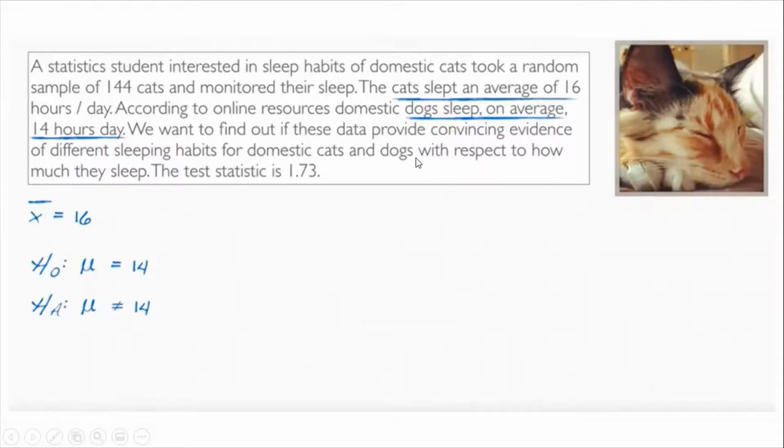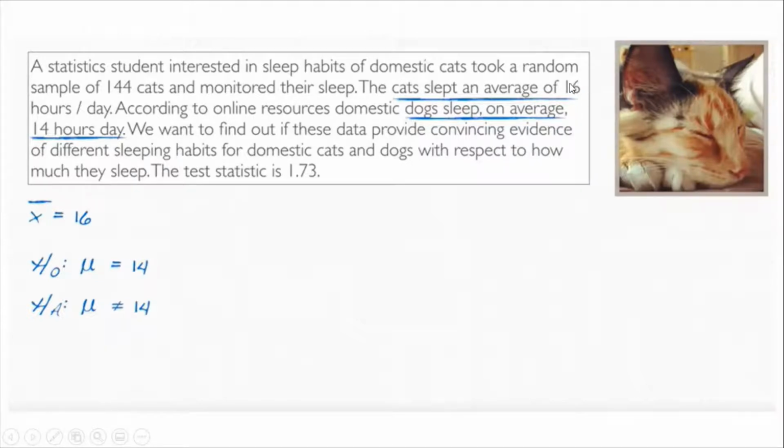So he did a study. The study contained 144 cats, which is a random sample, so we have the randomness assumption met. 144 is far greater than 30, so we have the sample size assumption met.